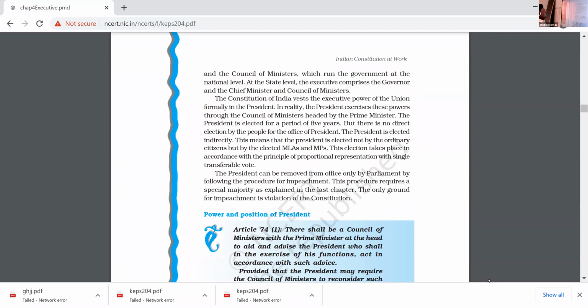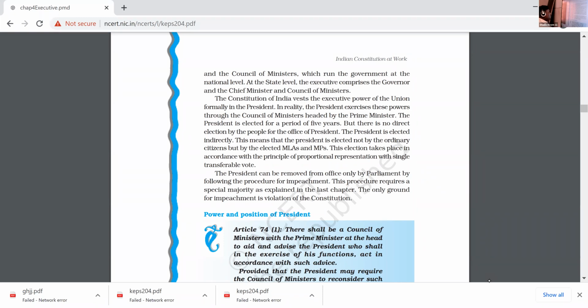The Constitution of India vests the executive power of the union formally in the president. In reality, the president exercises these powers through the Council of Ministers headed by the Prime Minister. So as per the Constitution, the executive powers are with the president, but the president exercises this power with the help of the ministers, the Council of Ministers and the Prime Minister.